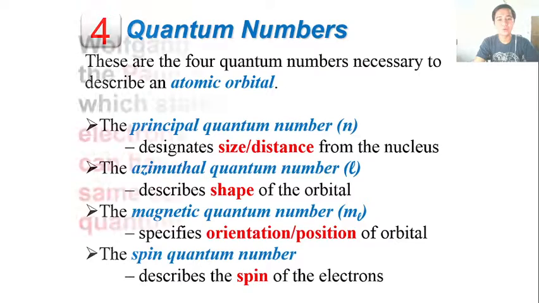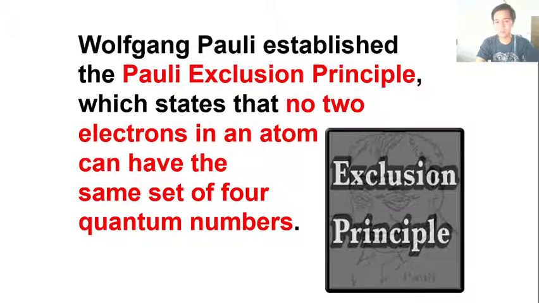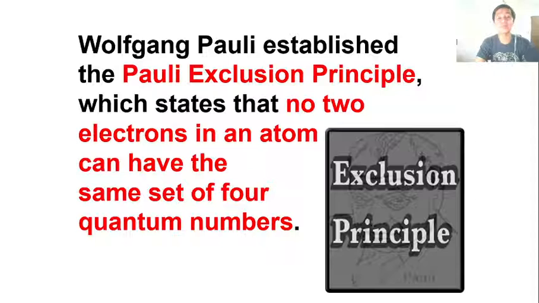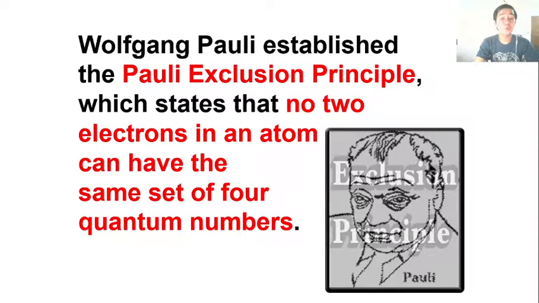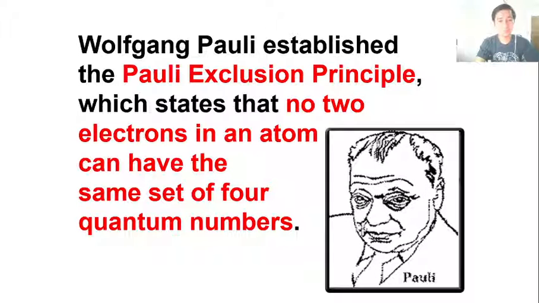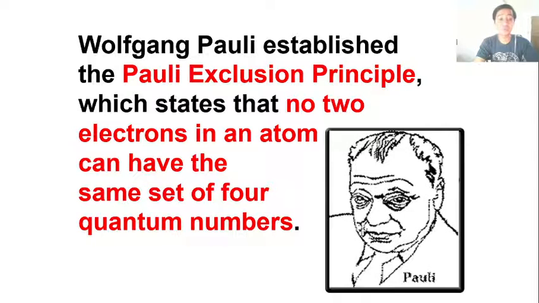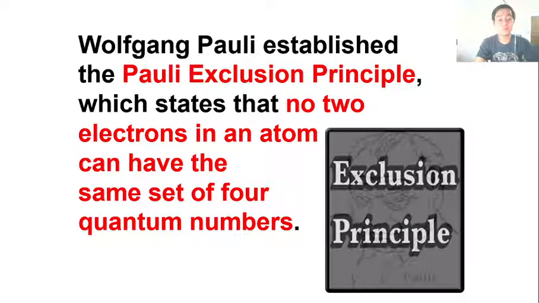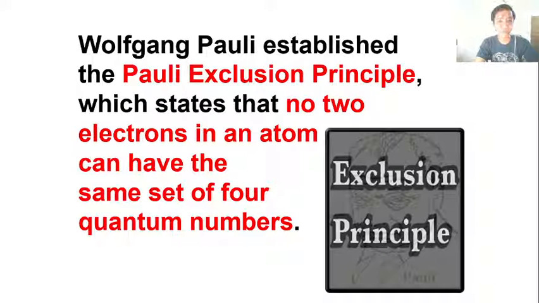According to Wolfgang Pauli, who established the Pauli exclusion principle, no two electrons in an atom can have the same set of four quantum numbers. So that means that no two electrons can have the same four quantum numbers, even if one orbital can hold two electrons. Even if two electrons can be found in one orbital, these two electrons would still have different spin quantum numbers.